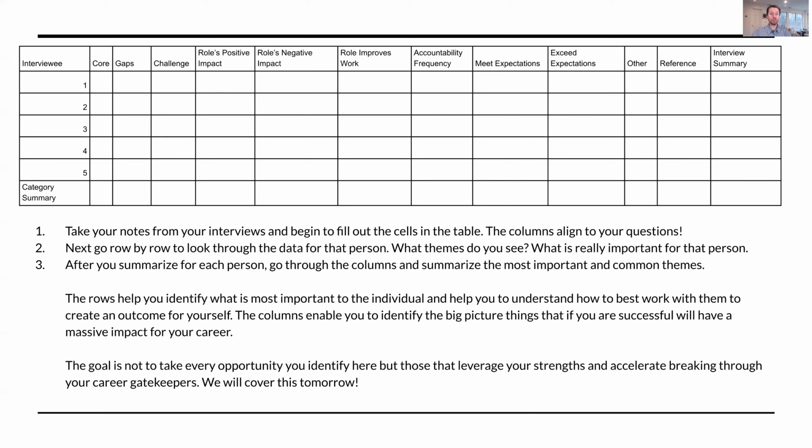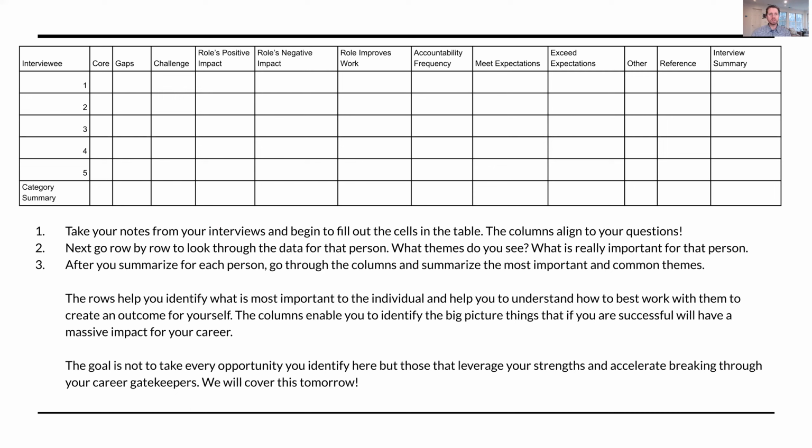And then you want to go to the columns. So after repeating this exercise in the rows for each person that you interviewed and documenting the patterns, themes, and summaries, you're going to do the same for each of the types of information across the interviewees. And at category level, in the columns, this will help us to start to identify themes across teams and stakeholders. And some of these things may be great opportunities to take on to have a massive impact, help you understand big picture things.